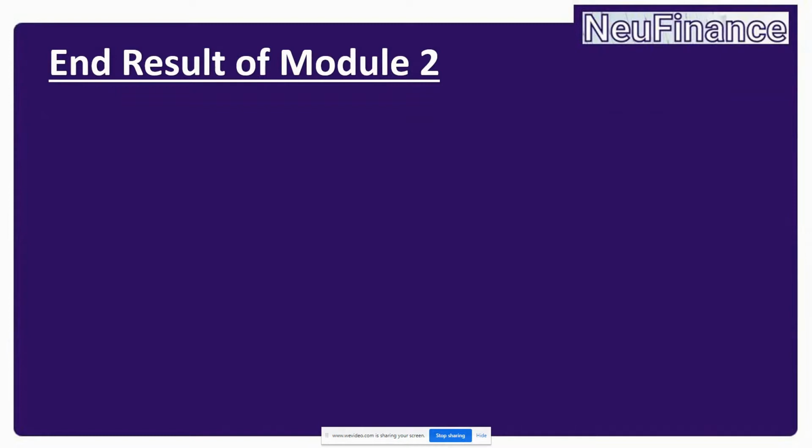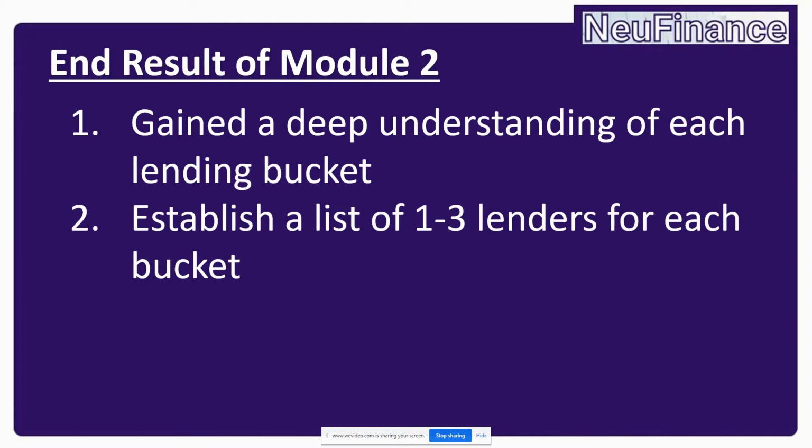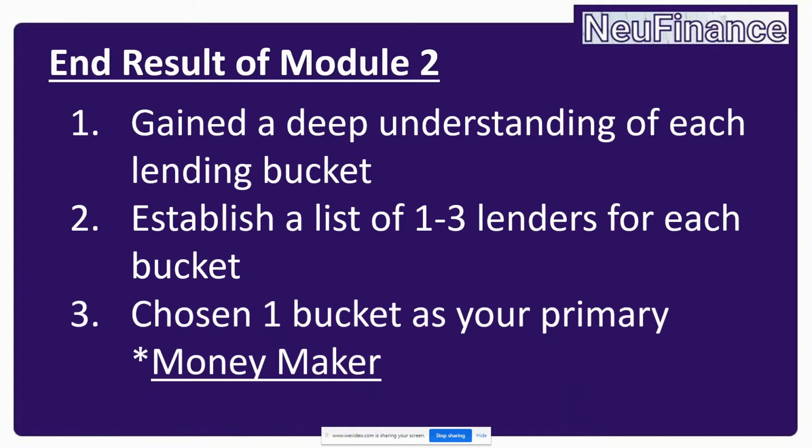Now, the end result of module 2, as I mentioned earlier, is number 1, to gain a deep understanding of each lending bucket and the lenders within that bucket. Number 2 is to establish that list of 1 to 3 lenders. By the end of module 2, you should have an actual, physical list. Sometimes you're going to want to use just 1 lender for a bucket, so you don't get confused and it makes it easier on your marketing side. But you could have 2, maybe 3 lenders for each bucket. And finally, by the end of module 2, you will have chosen 1 bucket as your primary moneymaker.